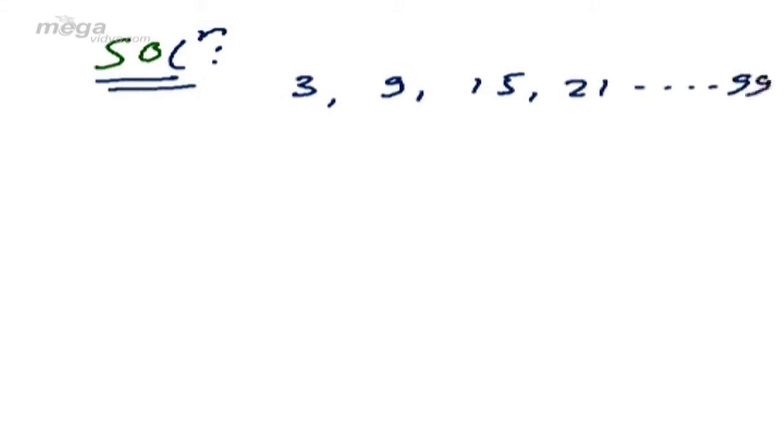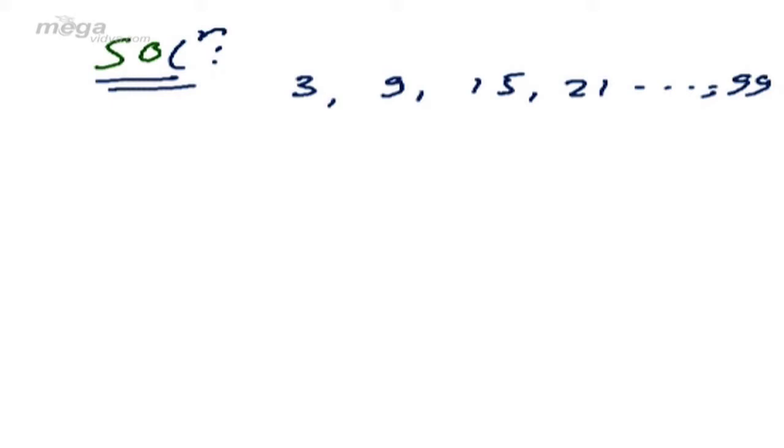That is the solution. In between 2 and 100, the odd integers divisible by 3 are 3, 9, 15, 21. The last term is 99. It means we have to find the sum of this sequence. You know already this sequence is an AP because the difference between two consecutive terms is 6. You know 9 minus 3 is 6, 15 minus 9 is 6, 21 minus 15 is 6.